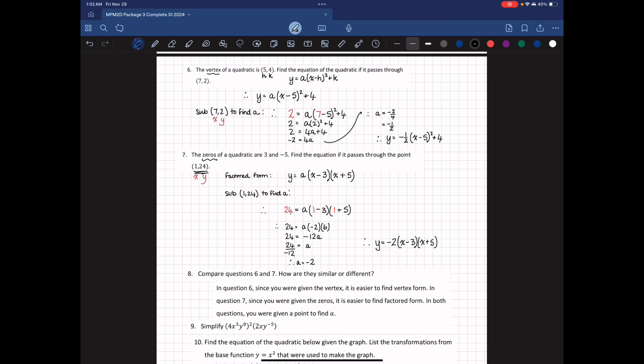How are they similar and different? Question 6, since you were given vertex, it's easy to find the vertex form. Question 7, you were given the zeros, it's easy to find factored form. In both questions, you were given a point to find A. And we use substitution to figure out that.